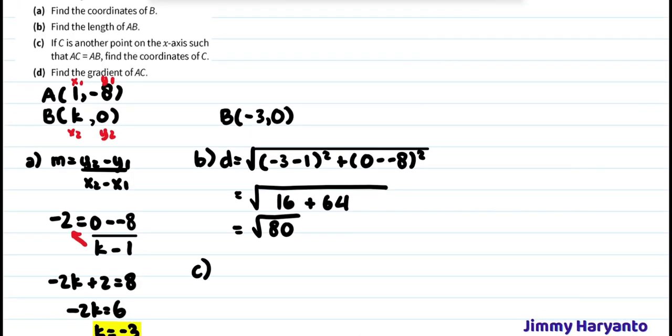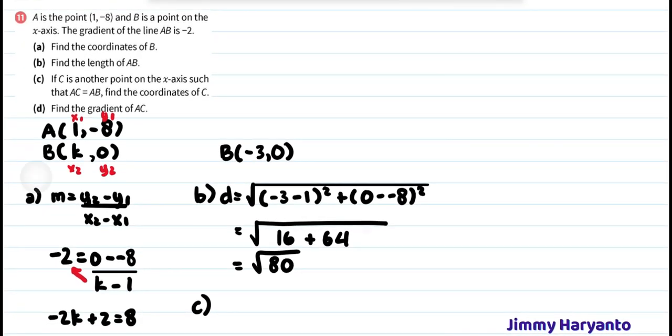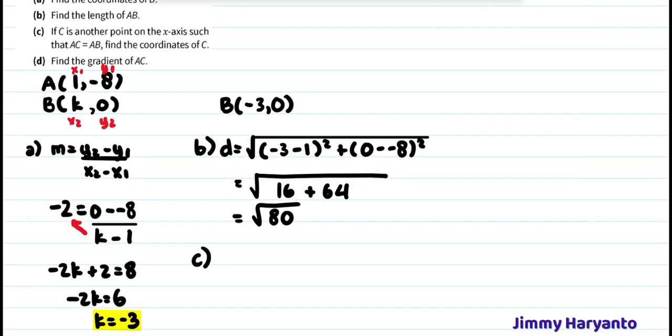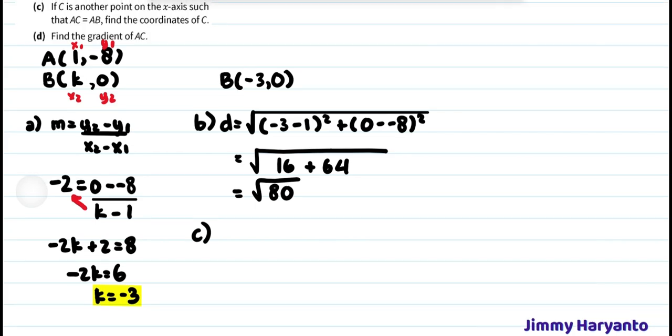And then C is another point on the x-axis such that AC equals AB. Find the coordinate of C. Okay, this question is the same as the previous question, which is question 10, if I'm not mistaken. But for this one, I want to answer it using another approach.